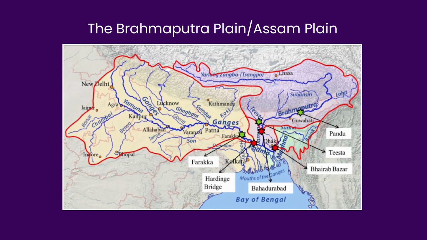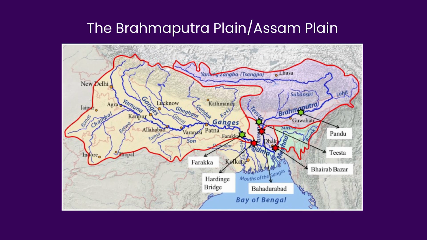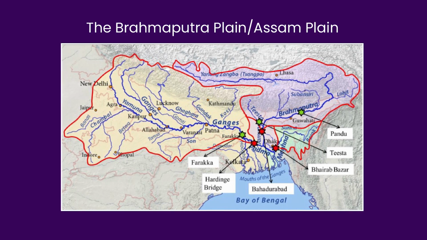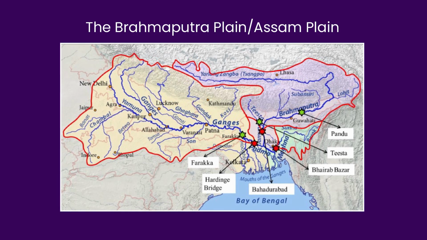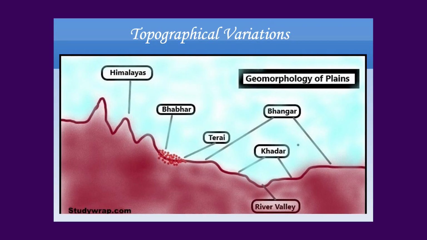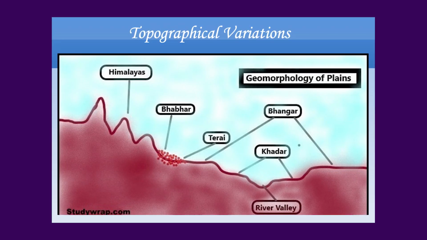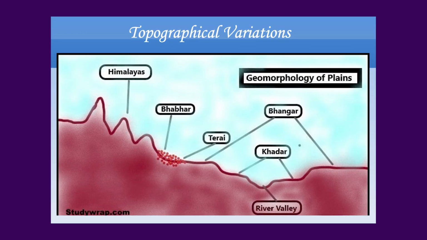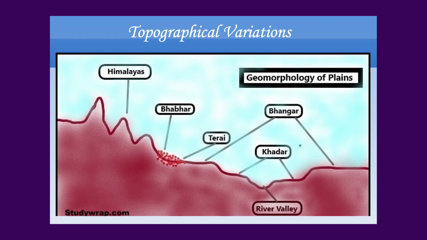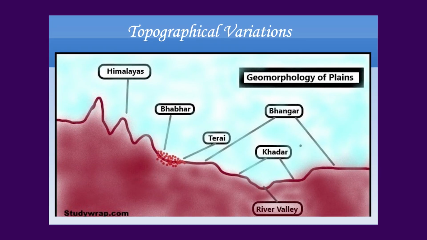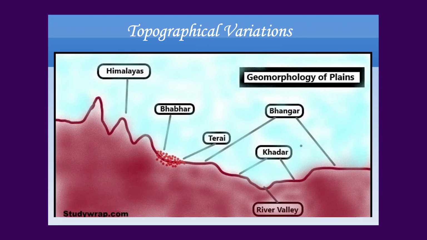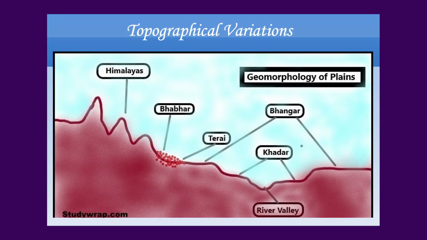Map showing the Brahmaputra plain beautifully drained by the Brahmaputra river and its tributaries. Next, we can discuss the division of northern plains based on topographical variation. These can be classified into three categories from north to south as the Bhabar, the Terai, and the alluvial plains. The Khadar and Bangar are the further subdivisions of alluvial plains.